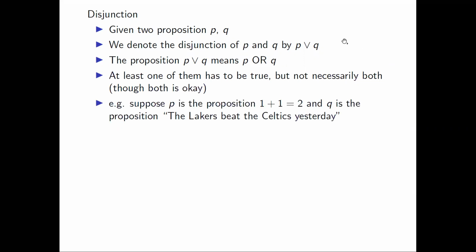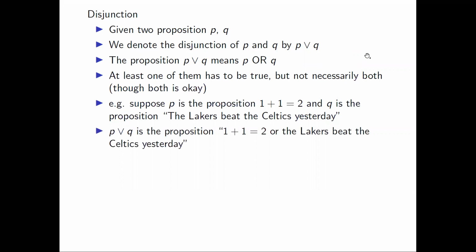So let's consider some examples. Suppose that P is the proposition 1 plus 1 equals 2, and Q is the proposition the Lakers beat the Celtics yesterday. Now we'll consider the disjunction of P and Q, which is written P ∨ Q here. And if you see it in other places, you might see other notation. So just ask about it if there's any confusion. And this disjunction of P and Q is just the proposition 1 plus 1 equals 2, or the Lakers beat the Celtics yesterday.